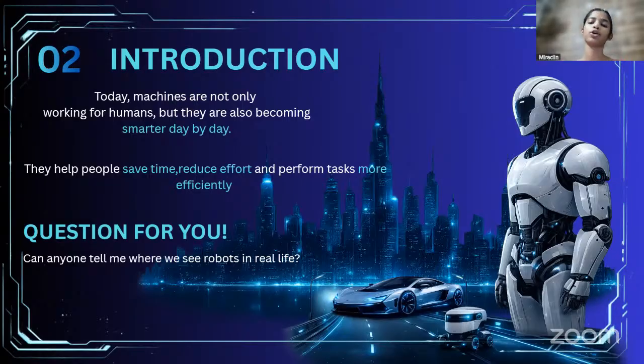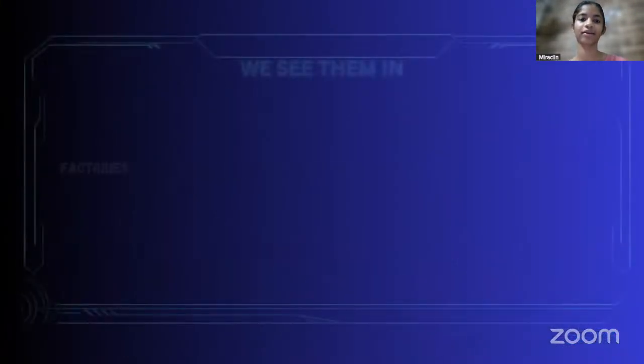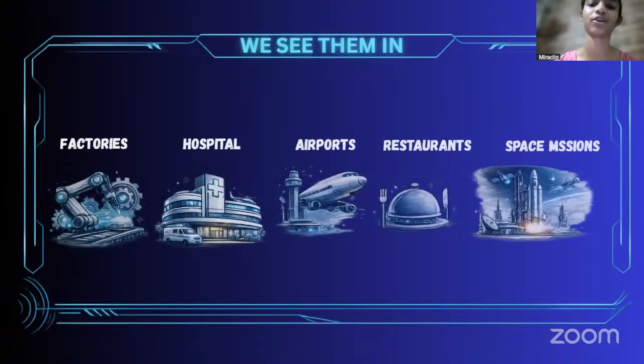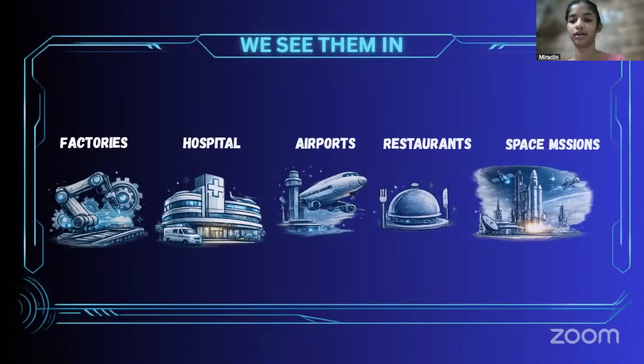Now, I have a small question for all of you. Can anyone tell me where we see robots in real life? We see them in factories, hospitals, airports, restaurants, and space.